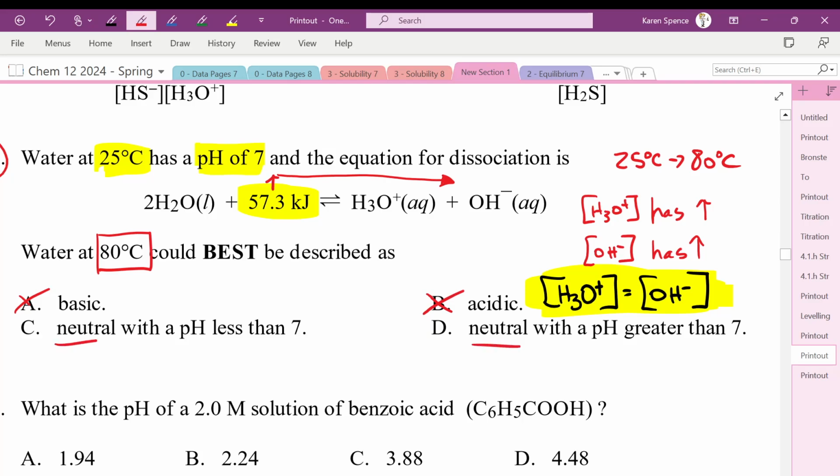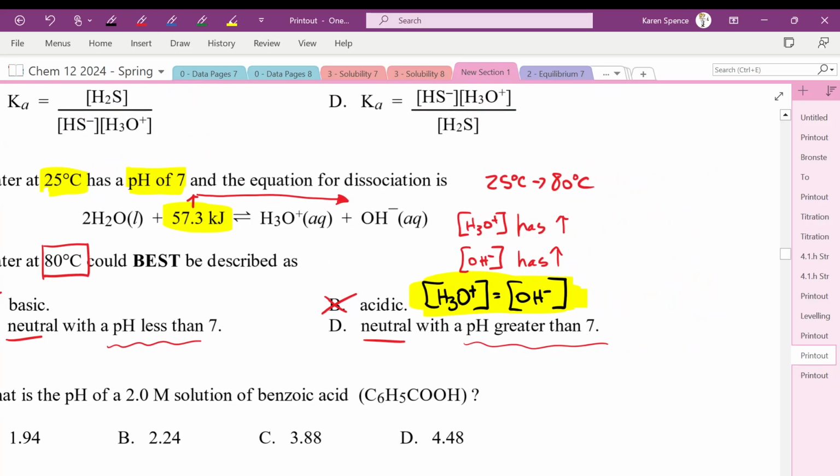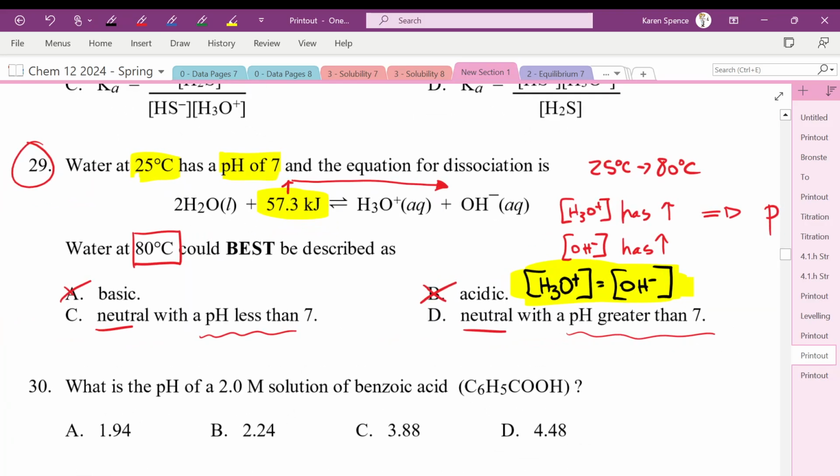And the question is, is the pH greater than 7 or is the pH less than 7? And if hydronium has increased, what does that mean in terms of pH? Tell your partner, what happens if hydrogen goes up? pH goes down. So pH is no longer 7, it's going to be less than 7. Did that make sense? Cool, good question.